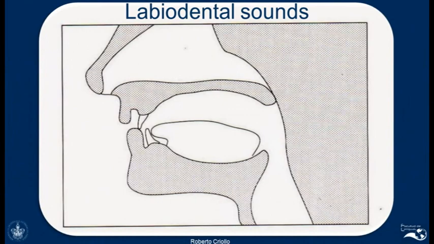The second place of articulation is the upper teeth and the lower lip. We call these labiodental sounds, and some examples are f as in fan and v as in van.